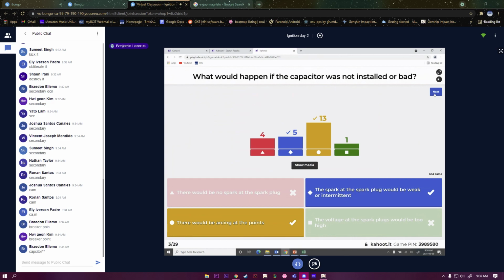Voltage being too high at the spark plugs, that's like saying you got too much money in your bank account. It's not really a problem for us. Anybody have too much money in their bank account? No. Voltage in your spark plug being too high? Not a problem. Hope that was a misclick.